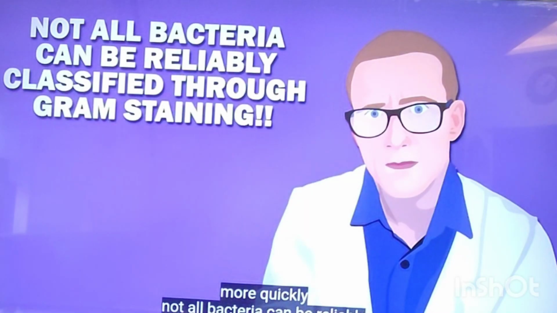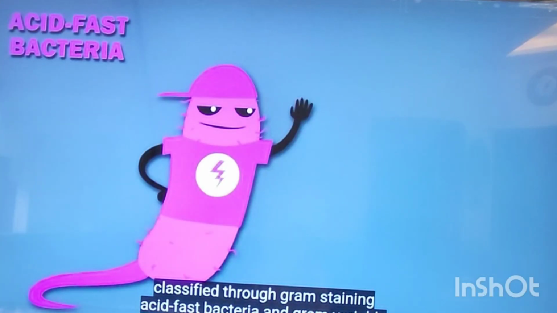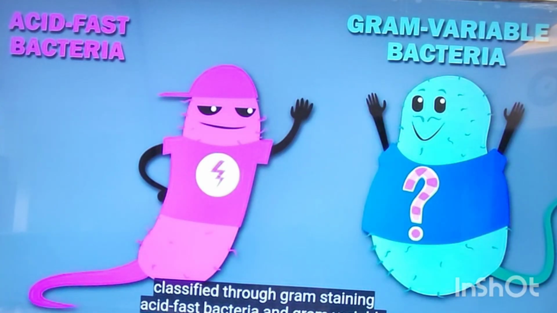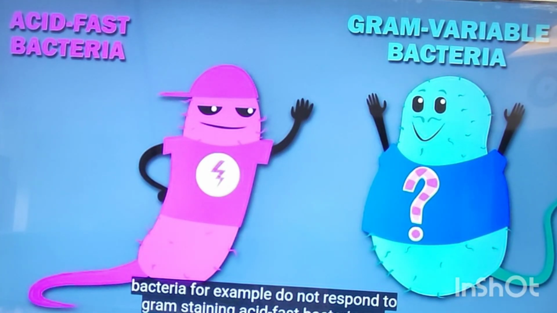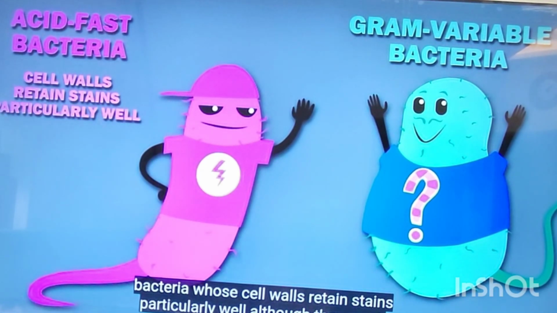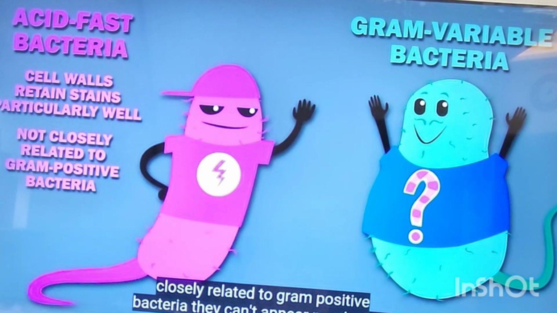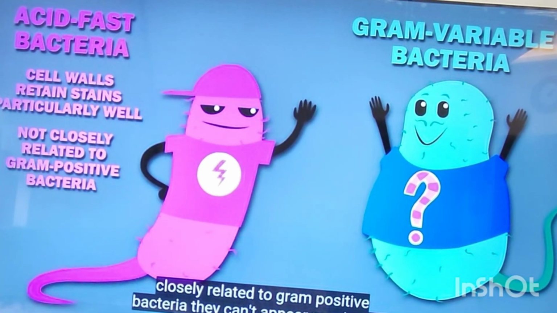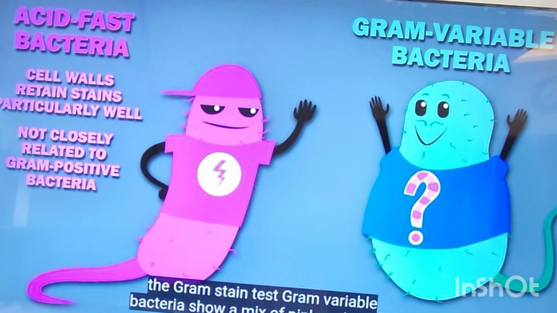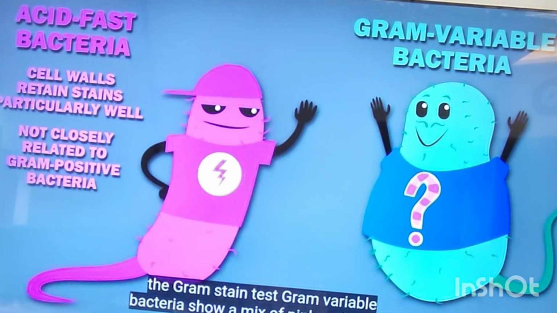Not all bacteria can be reliably classified through gram staining. Acid fast bacteria and gram variable bacteria, for example, do not respond to gram staining. Acid fast bacteria are bacteria whose cell walls retain stain particularly well, although they are not closely related to gram positive bacteria. They don't appear purple after the gram stain test. Gram variable bacteria show a mix of pink and purple.